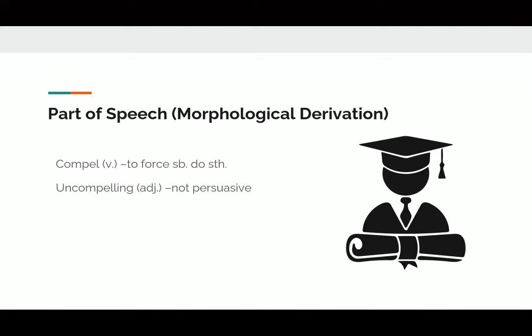The word compelling is actually derived from the verb compel. Compel means to force somebody to do something. So by saying you compel somebody, it means you are forcing him to do something. Another derivation of compelling is uncompelling. It's the opposite meaning of compelling. So by saying something is uncompelling, it means this is not persuasive.